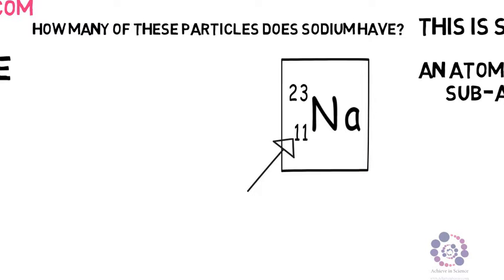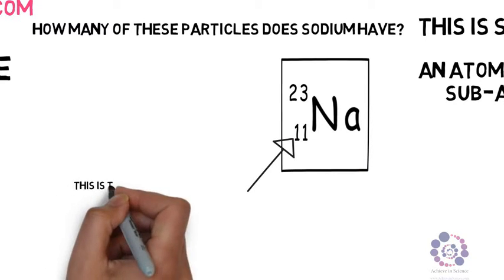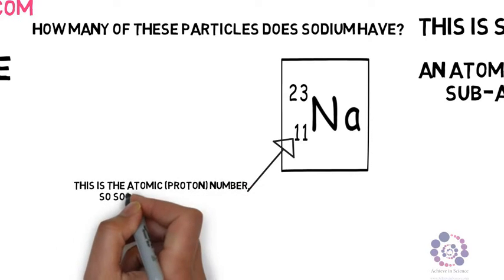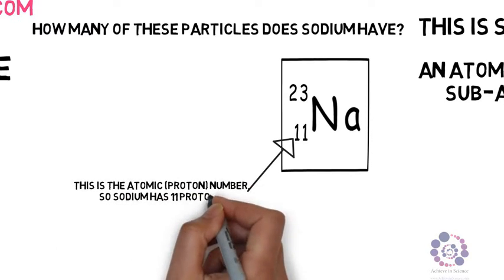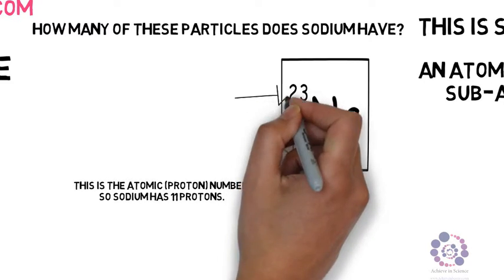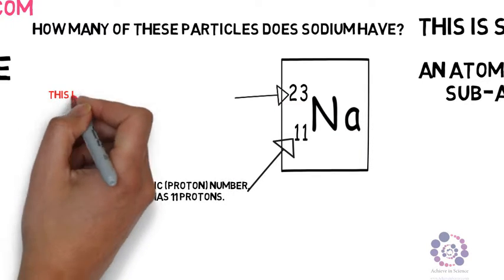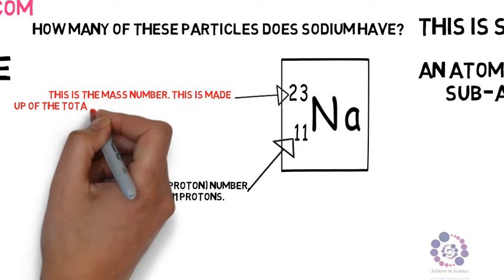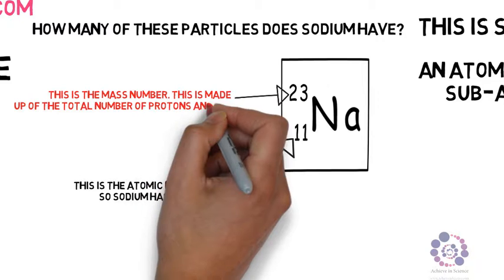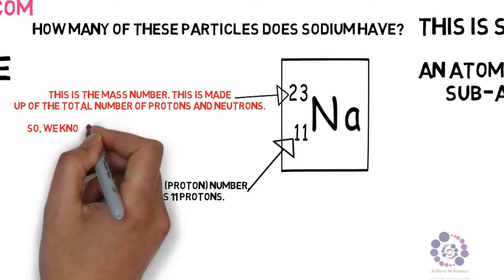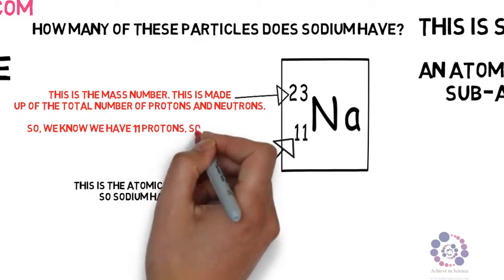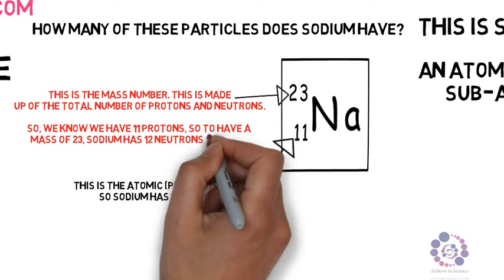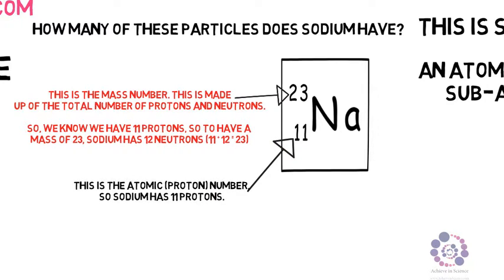First of all, if we use the bottom number, the 11, this is the atomic number. It is also referred to as the proton number, as this is the number of protons sodium has, in this case 11. The 23 on the other hand is the mass number. This is made up of the total number of protons and neutrons. So therefore, if we know that there are 11 protons, there has to be 12 neutrons in order to equal a mass of 23.